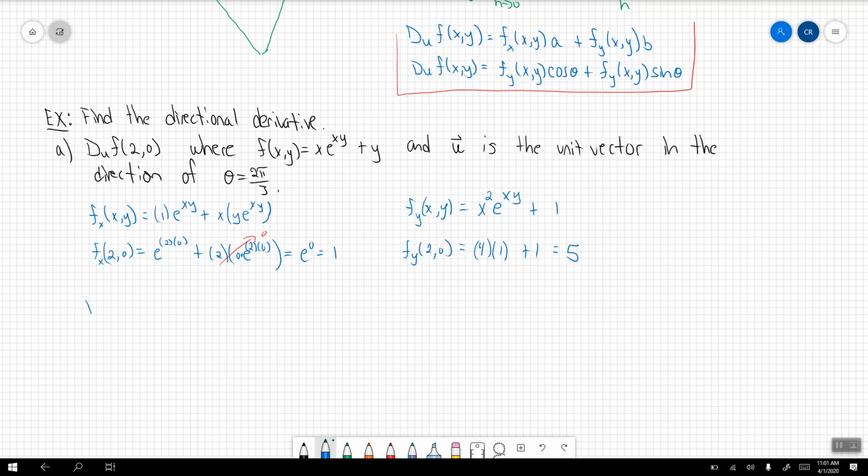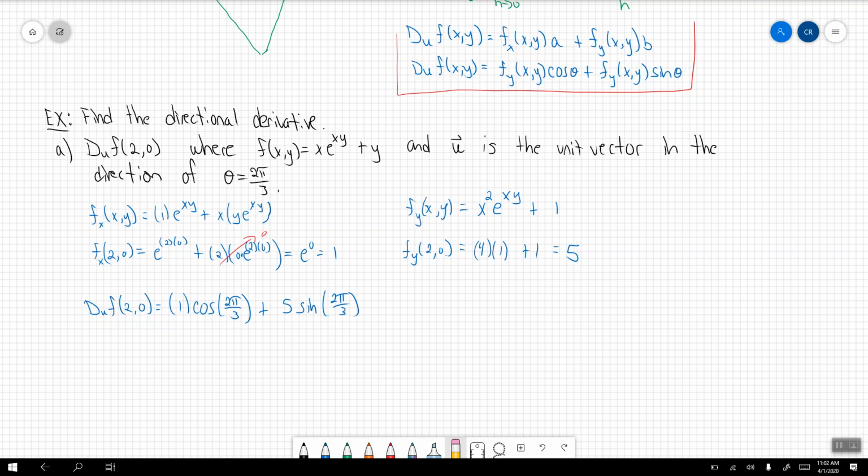So the angle measurement in this particular case, if we want to find the directional derivative in the direction of the given unit vector, then all we need to do is figure out what that cosine of theta is going to be. Alright, so here we go, partial of f, that's going to be 1 multiplied by cosine of 2 pi thirds plus the next derivative, that was 5 multiplied by sine of 2 pi thirds.